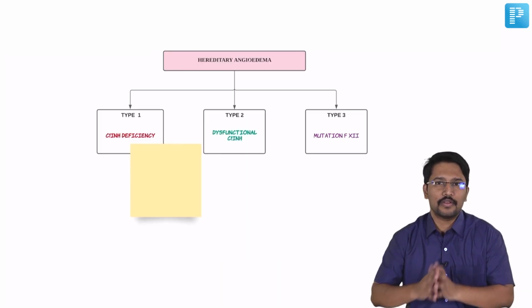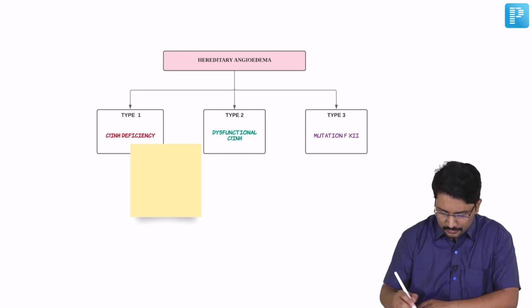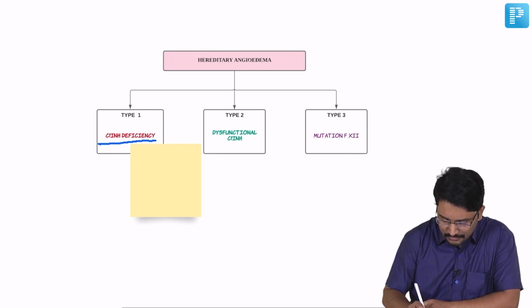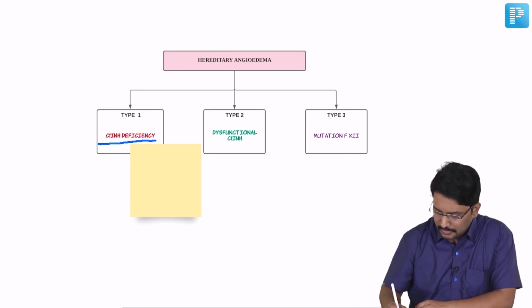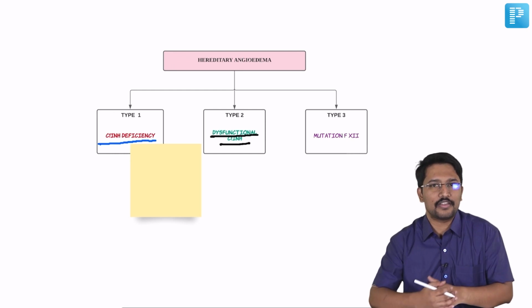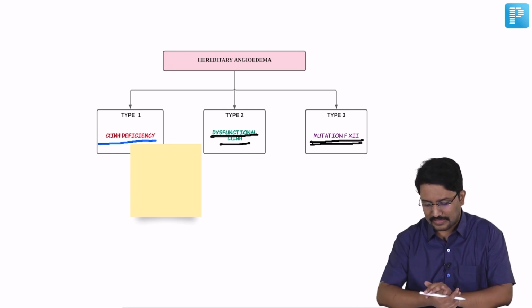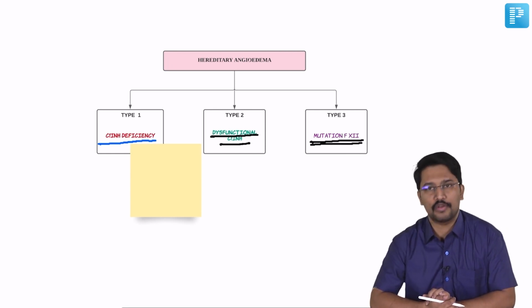There are three types of hereditary angioedema. The first one is type 1, which is caused by deficiency of C1 inhibitor. The second one is caused by dysfunctional C1 inhibitor. The third one is not related to C1 inhibitor. It is due to mutation in factor 12. Yes, the factor involved in coagulation cascade, the factor 12 mutations are responsible for type 3.